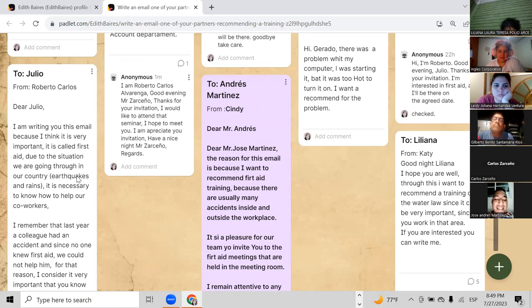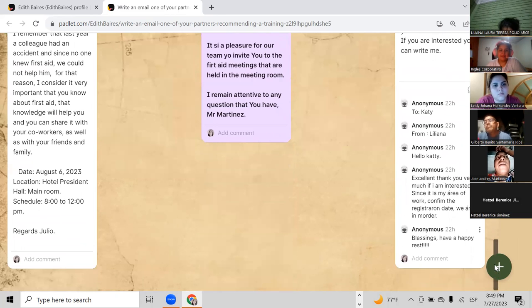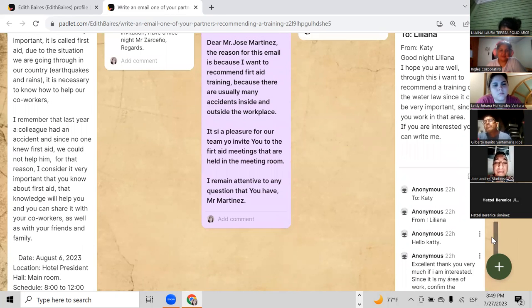We're going through earthquakes and rains in our country. It's necessary to know how to help our co-workers. Okay, Robert is missing his punctuation here. Robert, trata de separar las ideas, las oraciones, okay? ¿Sabemos identificar una oración? Sí. Entonces, cada oración va dividida por puntos, okay? Teacher, so we are going to answer the email that our partner wrote for us. Yes, please. Try to answer then.